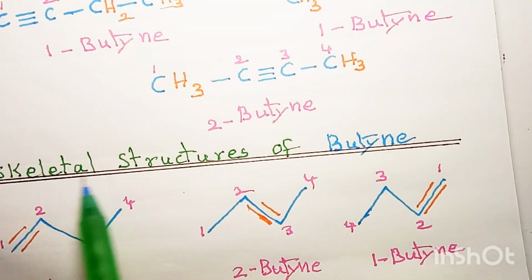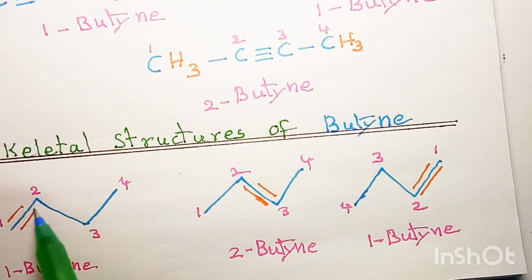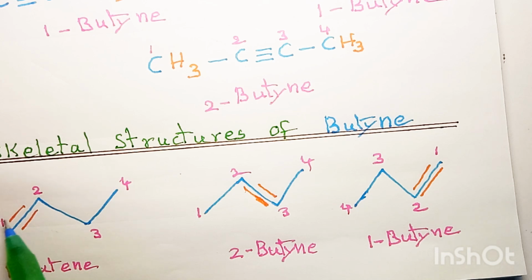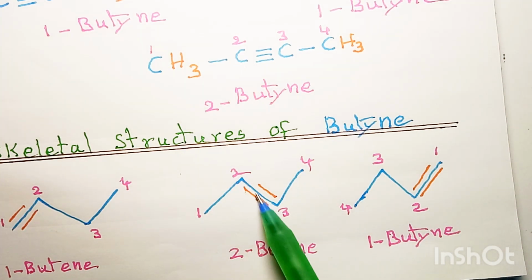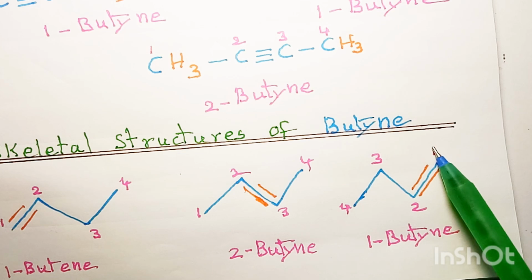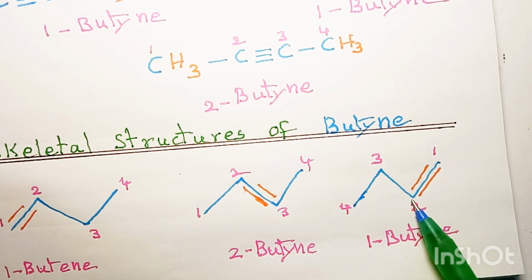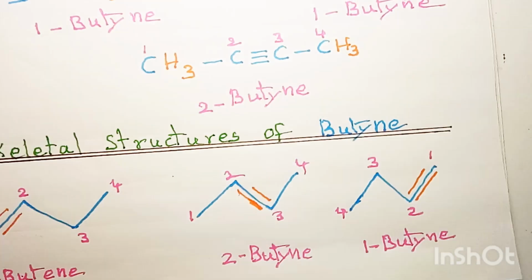Let's see the skeletal structures of butyne. This is the first, 1-butyne, because the triple bond is between first carbon and second carbon. This is the second, 2-butyne, because the triple bond is between second and third carbon atoms. This is also 1-butyne because the triple bond is between first carbon and second carbon. So these are the two main structures of butyne.